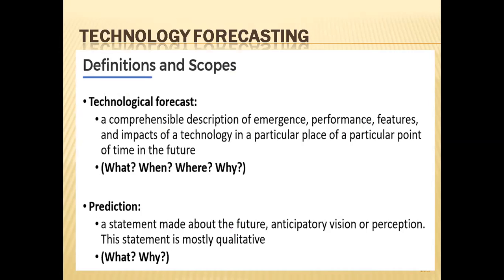So a simple definition of a forecast is a comprehensive description of the emergence, performance, features, and impact of a technology at a particular place and a particular point of time in the future. Time frame: 10 years from now, where do we stand? Okay, that's about technological forecasting. Then what is prediction? A statement about the future, an anticipatory vision or perception. This prediction is very, very important.